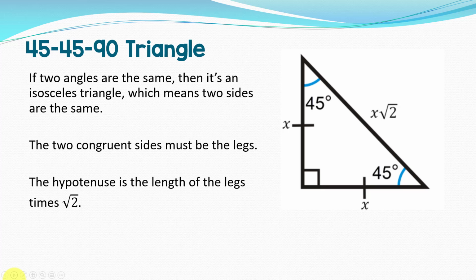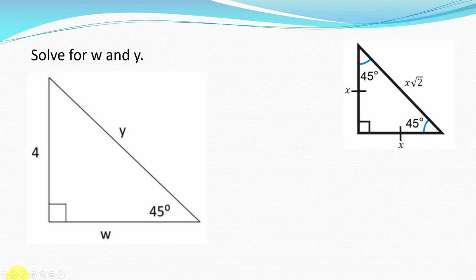On a 45-45-90, since these base angles are both 45 degrees, that makes this isosceles. So we know these two legs are always going to be equal to each other. And then if you'll notice here, the hypotenuse is just the leg times the square root of 2. So that's going to be the case no matter what when we have a 45-45-90 triangle. So here in this picture, I can say, well, if this is 4, this must also be 4. And if this is 4, this must be 4 square root 2.